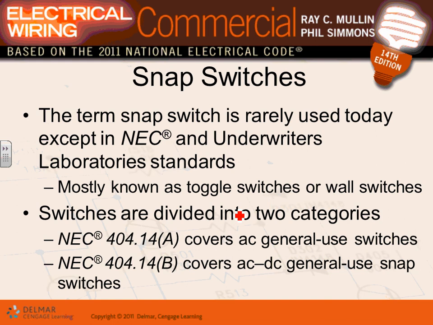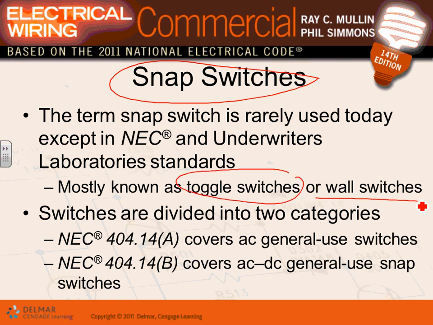Okay. Then we move into the switches, guys. The switches that we're going to be using are 15 and 20 amp switches. They're called snap switches. A lot of people call them toggle switches. You're looking at a few of them right on the wall here. When we do switches, you can have two types of switches that you can buy.